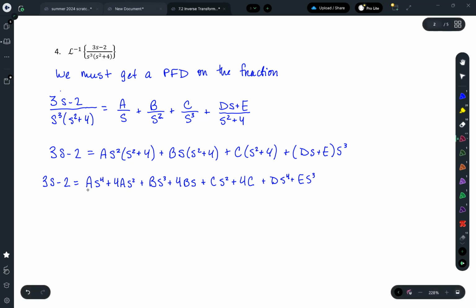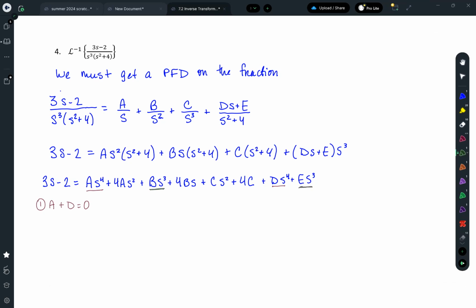Now I'm going to go through and highlight things that have like terms. So the s to the fourth terms, I have an as to the fourth plus a ds to the fourth. On the left-hand side, I have 0s to the fourths. So my first equation is a plus d is equal to 0. Then I'm going to go to s cubes. I have a bs cubed and I have an es cubed. And I have no s cubes on the left, so my second equation is b plus e is equal to 0.